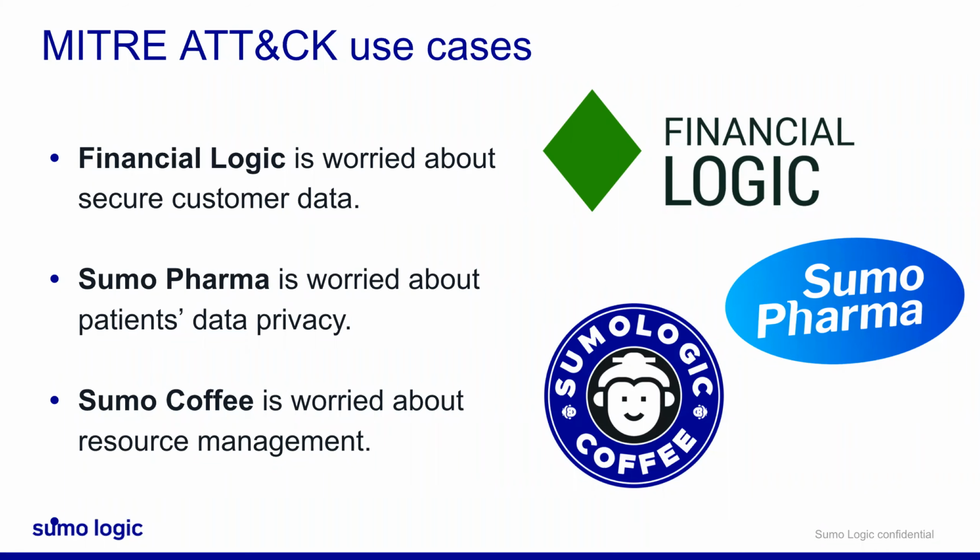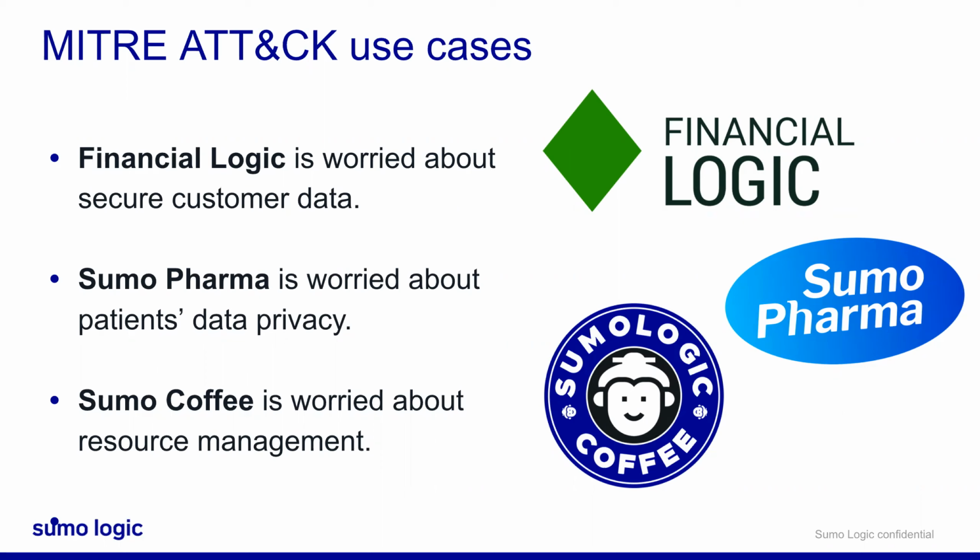So for example, we have our Financial Logic company. They were concerned about keeping their clients' data secure. So for them, credential access is a concern, since all customers have user credentials tied to their financial accounts. Credential access is a MITRE ATT&CK tactic, and that's one that Financial Logic is concerned about. For Sumo Pharma, they're concerned about patients' privacy and data and compliance with standards like HIPAA. Exfiltration of private data is their major concern. Exfiltration is a tactic, and that's the one they prioritize.